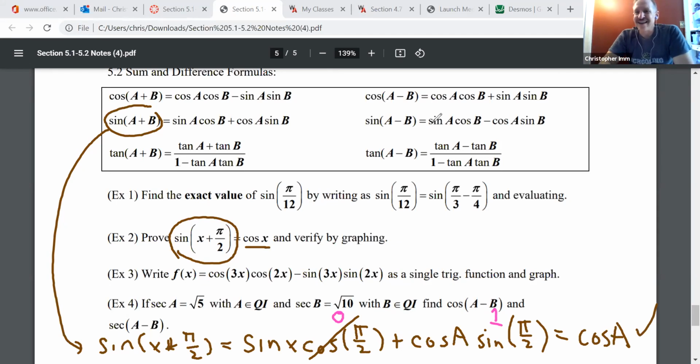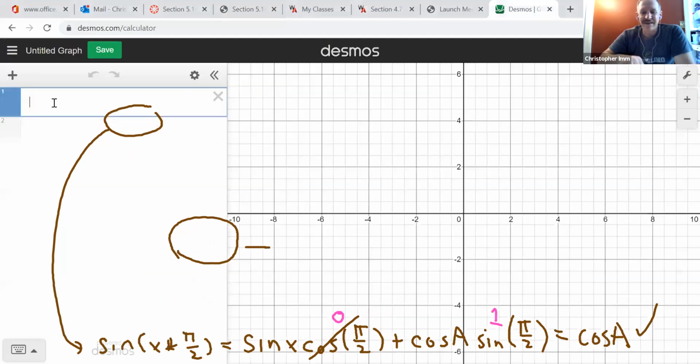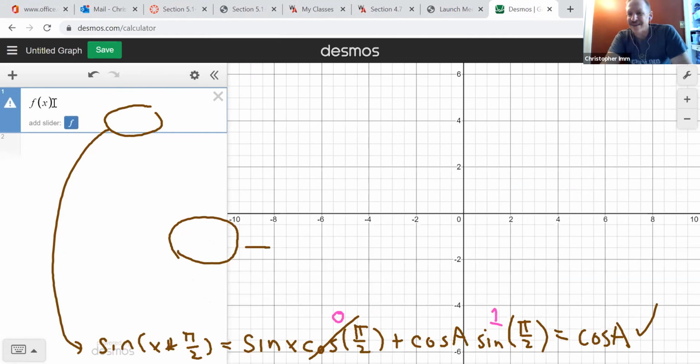All right. Very good. So we can actually verify something like that. And I like to do this. I like to encourage students to be curious and play around. So let's plot those two functions here. Do you see my Desmos up there on the screen?